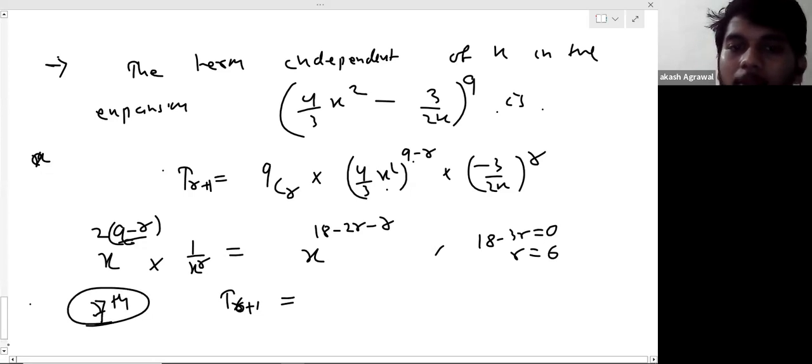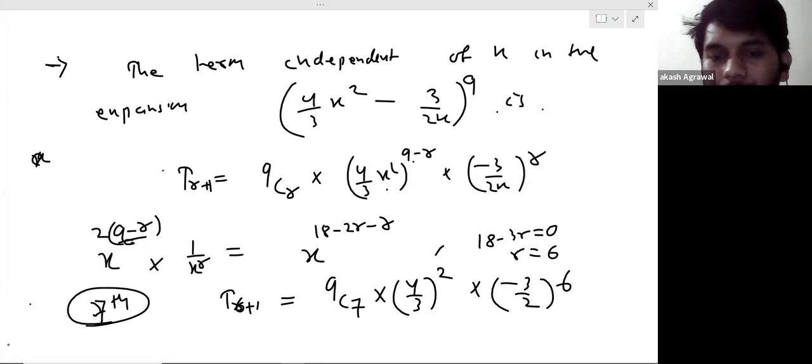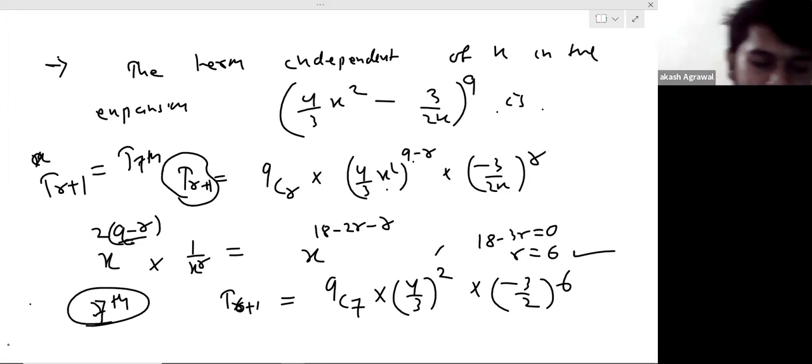And if they ask you about the term, then this is 9C7 into (4 by 3) to the power 2 into (minus 3 by 2) to the power 6. What is 7? The value of r is 6, and we wrote the term as tr plus 1, so it is the 7th term.